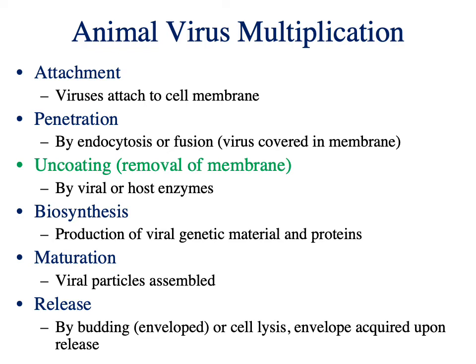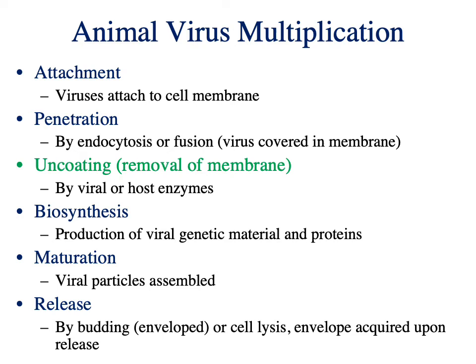It has an extra membrane on it that it pulled in when it came into the host cell through endocytosis or this fusion. So it has to take off that extra membrane. It has to uncoat the genetic material before it can begin biosynthesis. So uncoating is an unusual step in animal virus multiplication, but it has to be done by the virus in order to get to its genetic material. Once it uncoats, it can begin biosynthesis.